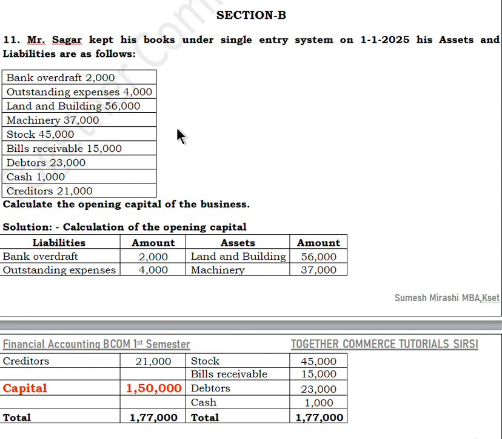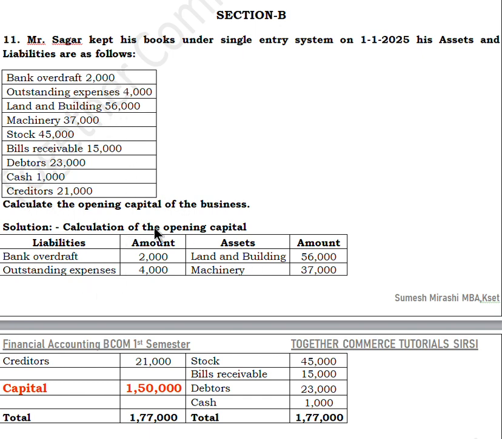So basically this question is very simple. All we have to do is separate assets and liabilities. First let me explain about the assets because it is very easy to understand. Assets are land and building, machinery, stock, bills receivable, debtors and cash, and the remaining three are liabilities, that are bank overdraft 2000, outstanding expenses and creditors.